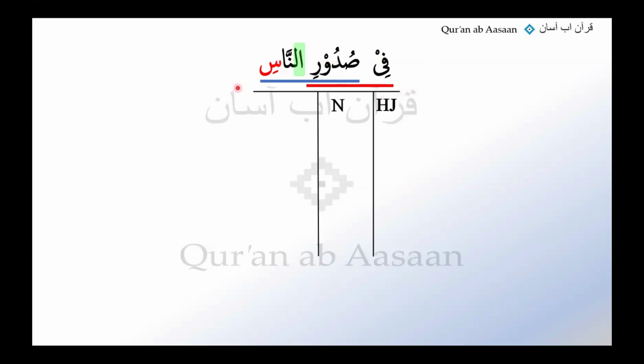If you read it, fi sudurin nas. We read this surah many times every day. Fi sudurin nas. It is a plural. Good. Yes. And plural, what's the singular of it? Sadrun. Yes, sadrun. And it's male, no al, no tanween, possessed. Jar because of fi.